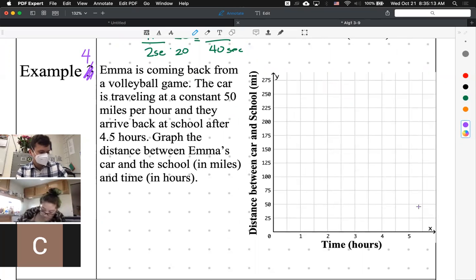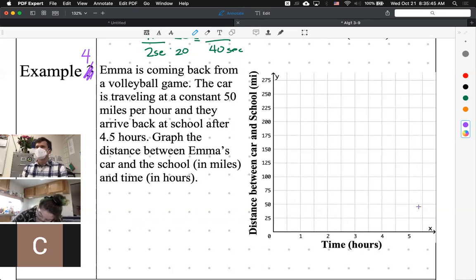Okay, so Emma. Who wants to read about Emma? This is our last example for this whole unit. We're almost done, guys. Who wants to read about Emma? Braden, please. Thank you. Emma's coming back from the volleyball game. The car is traveling at a constant 50 miles per hour and they arrive back at school after 4.5 hours. That's the distance between Emma's car and the school in miles and time in hours.